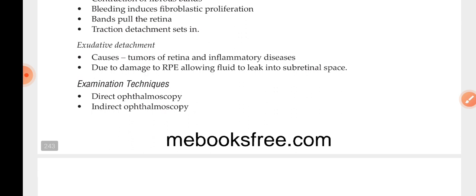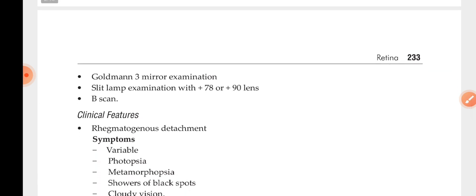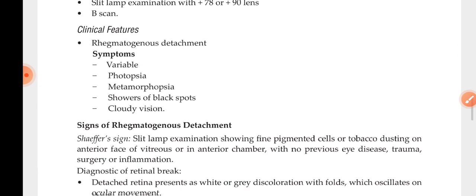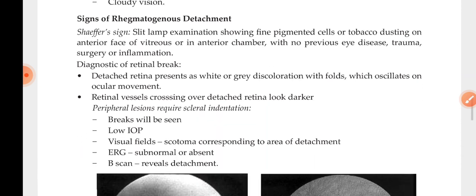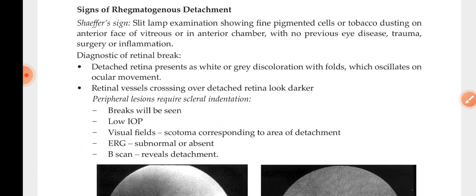Examination techniques are direct ophthalmoscopy, indirect ophthalmoscopy, Goldmann three mirror test, slit lamp examination with plus 78 and plus 90 lens, and B scan ultrasonography. Clinical features of rhegmatogenous detachment: symptoms are variable, photopsia, metamorphopsia, shower of black spots, cloudy vision. Signs: first sign is Schaffer sign. Slit lamp examination shows fine pigmented cells or tobacco dusting on the anterior face of the vitreous or in the anterior chamber, with no previous eye disease, trauma, surgery or inflammation.